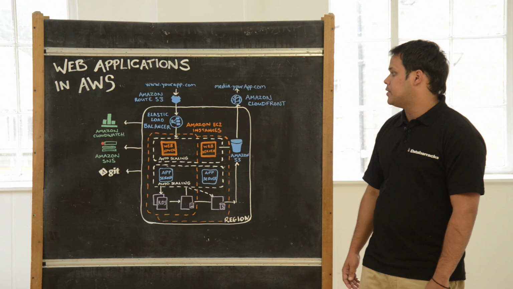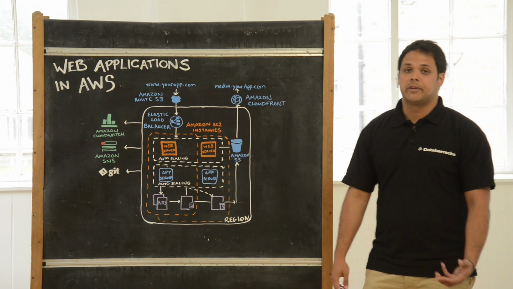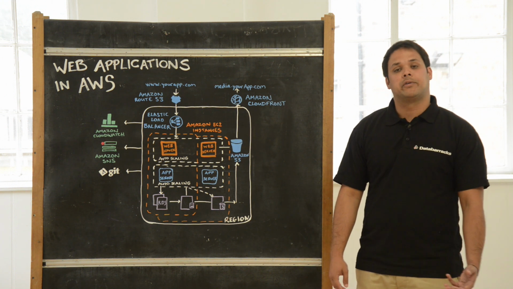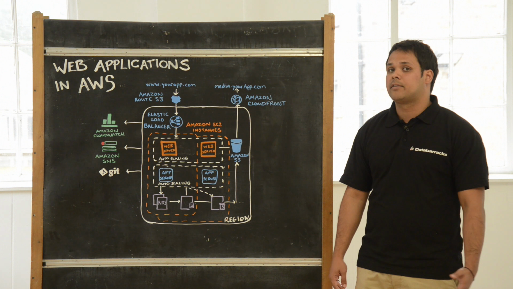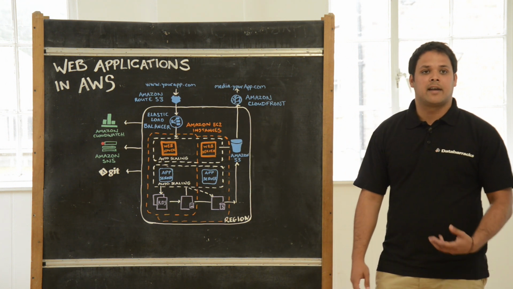Finally, it's important that you have monitoring. So Amazon CloudWatch, which is an internal monitoring service for your application, but it's also important to have an external monitoring service so that if anything happens to that website, you can quickly react and ensure that that stays online.